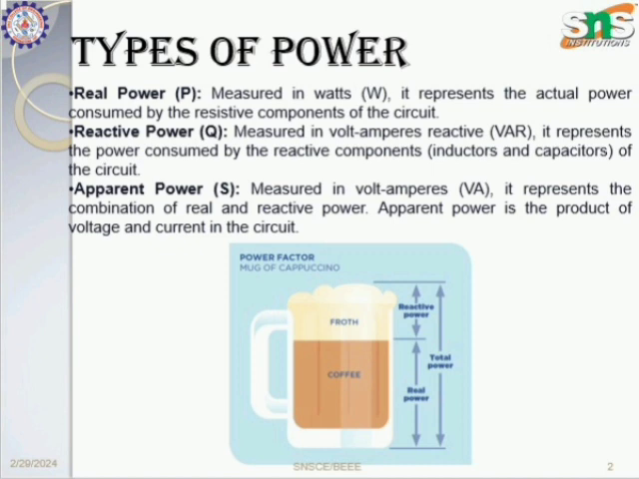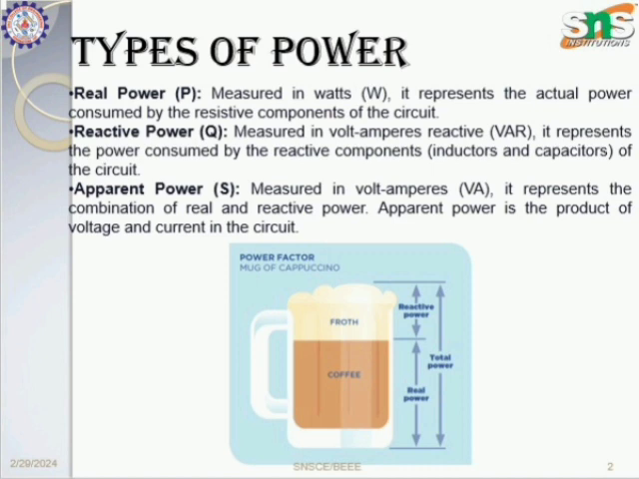So coming here, the real power which is denoted as P is measured in watts and it represents the actual power that is consumed by any resistive component in a circuit, like the coffee which you can actually consume.